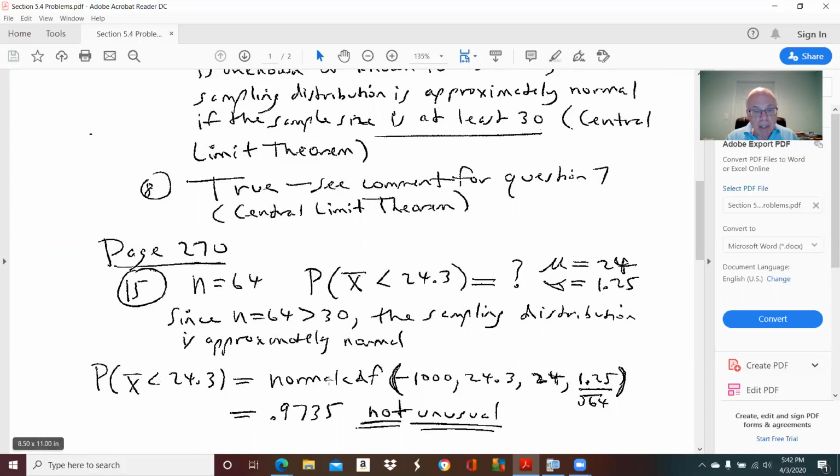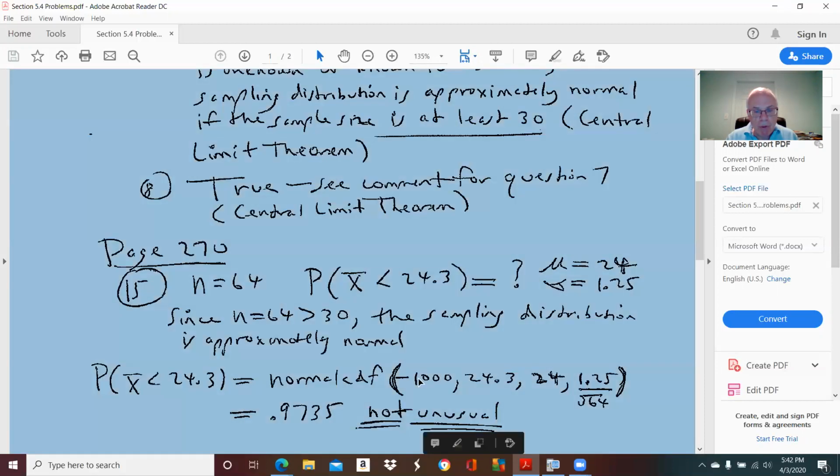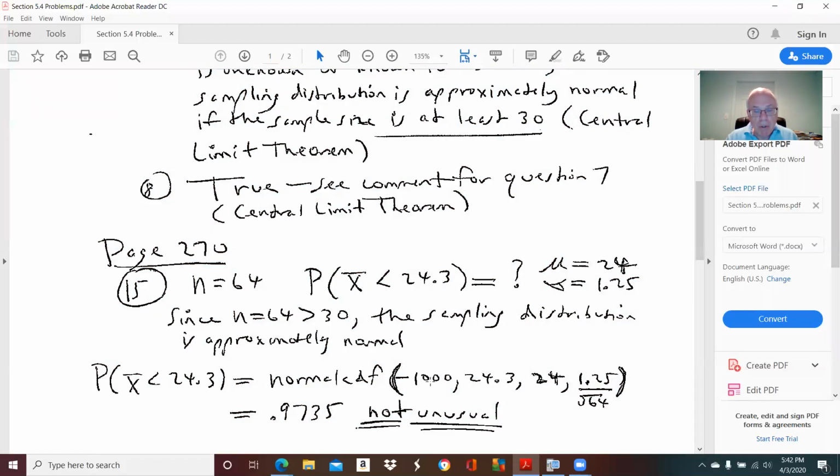The less than here indicates that we would want a very small negative number on the lower endpoint, like negative 1,000. The upper endpoint is 24.3. The mean is 24, but since we're finding the probability of X bar, we must use 1.25 divided by the square root of the sample size, which is 64. Don't forget about dividing by the square root of 64 because we're dealing with a sample, not an individual.